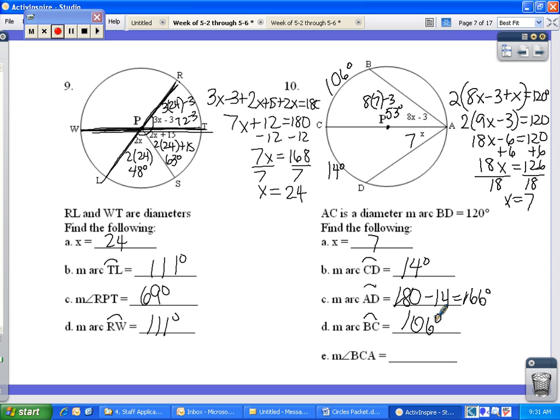And now angle BCA. Angle BCA is again going to be half of this arc here. So that arc is going to be 180 minus 106, because this whole thing is 180. So 180 minus 106 is 74 degrees, and half of that is going to be 37 degrees. So this one is going to be 37 degrees.